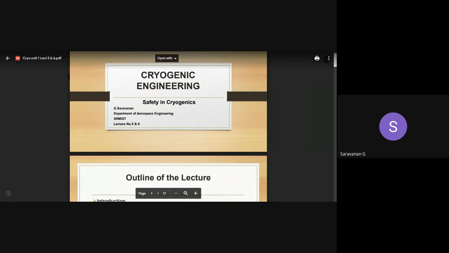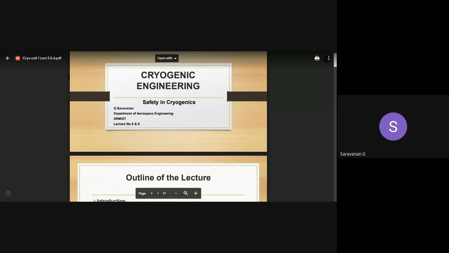Let us start with today's session, a continuation of the previous classes. In the previous classes we were discussing the various cryogenic fluids, the development and history of cryogenic systems, and the physical, chemical and other properties of these cryogenic fluids like liquid oxygen, liquid hydrogen, liquid nitrogen, and liquid helium. Four important fluids were under discussion.